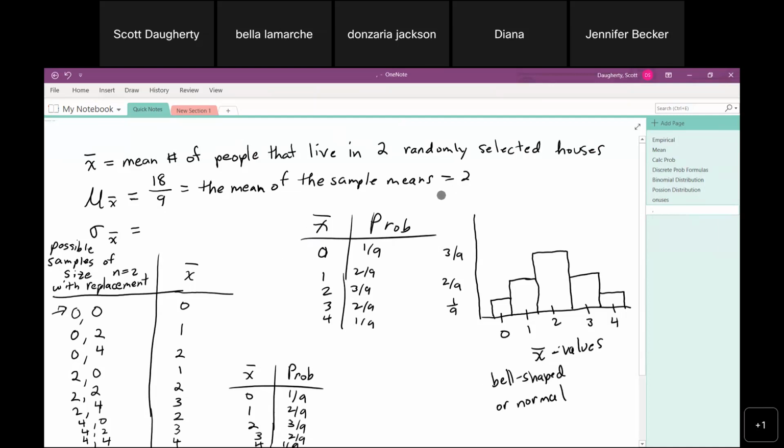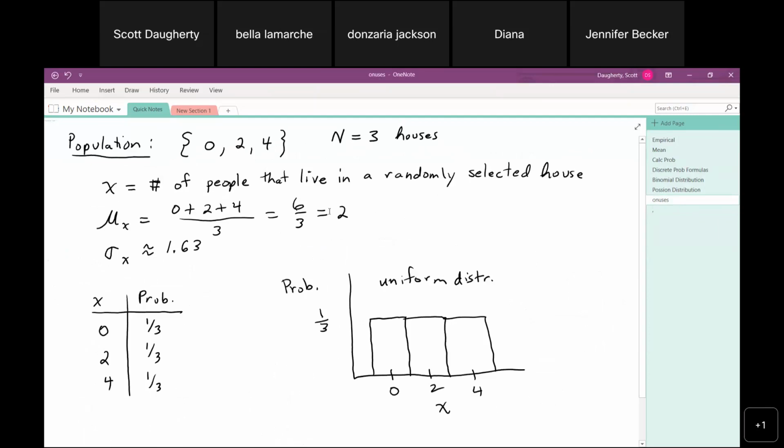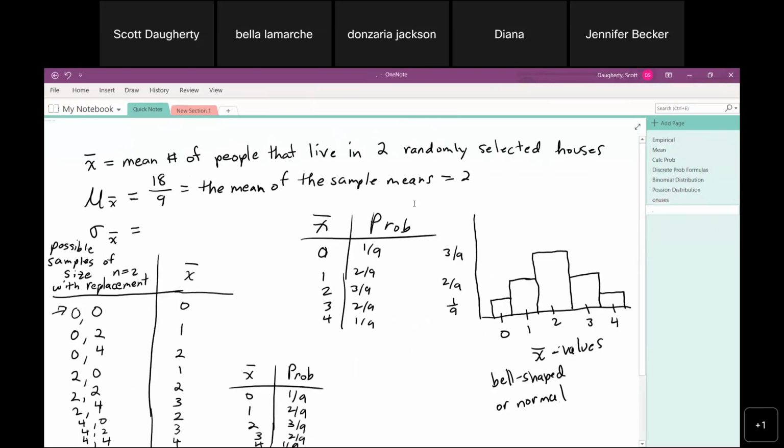Okay, so a couple things to note here. You go back and look at the original random variable when we only took one house at a time. Its distribution was uniform, and it averaged to 2. You look at the new random variable, the X bar one that we're talking about on this other page, this random variable where we're averaging up the number of people in two randomly selected houses, the distribution of this is now starting to look bell-shaped. In fact, it's perfectly bell-shaped.